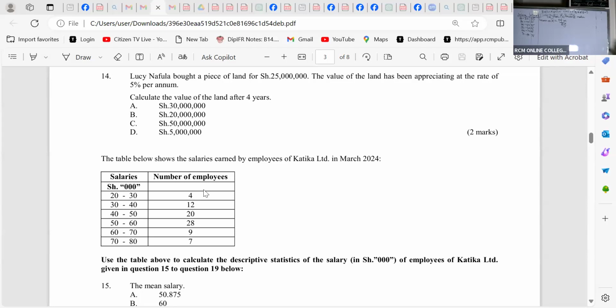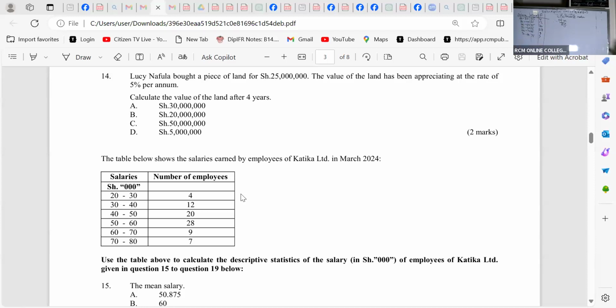You're putting this down, frequency. This is very important in your exams. So we have here the frequency. I can see right away we have a 4, 12, 20, 28, 9, 7.